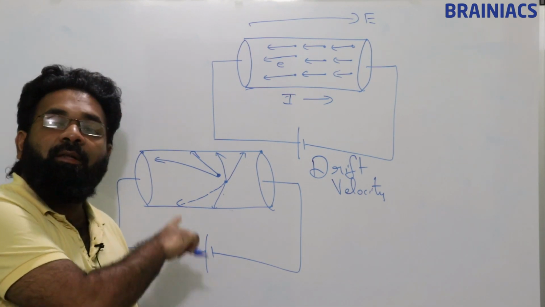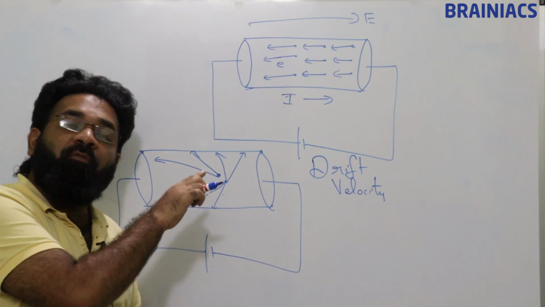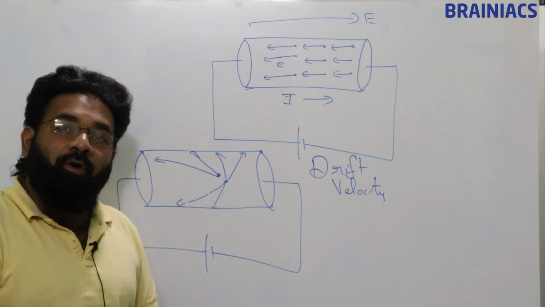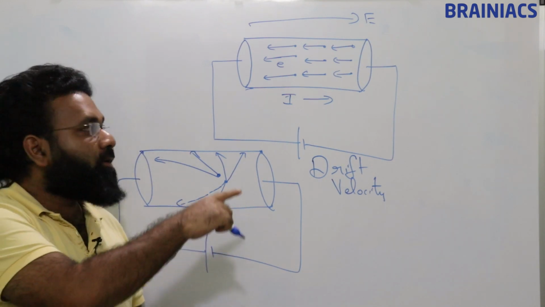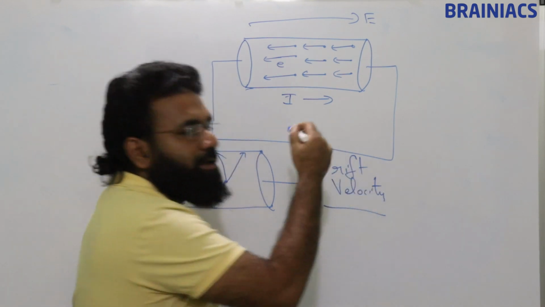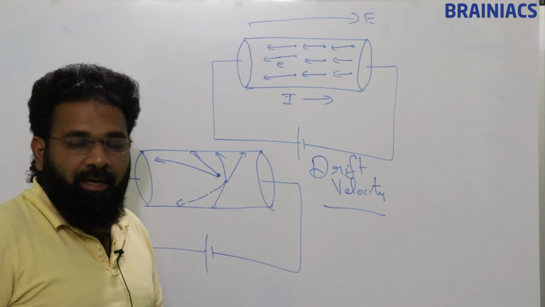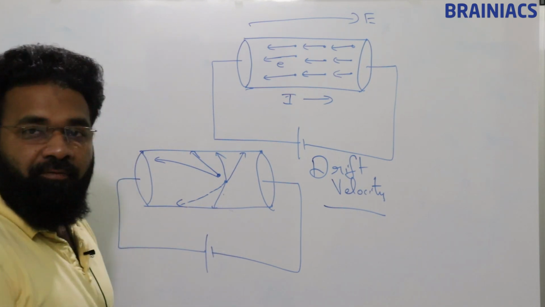Under the influence of the battery, there will be an electric field. Under the influence of the electric field, there will be force on the electrons. Because of that force, electrons will start drifting. This velocity is called drift velocity. So the average velocity of electrons under the influence of an electric field is called drift velocity.